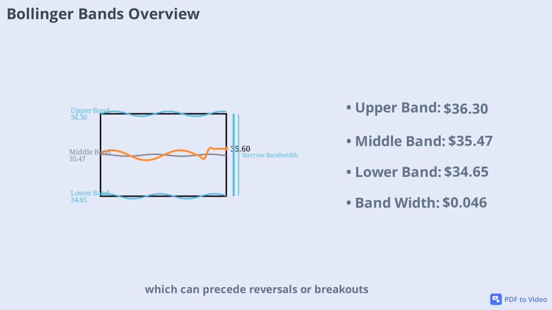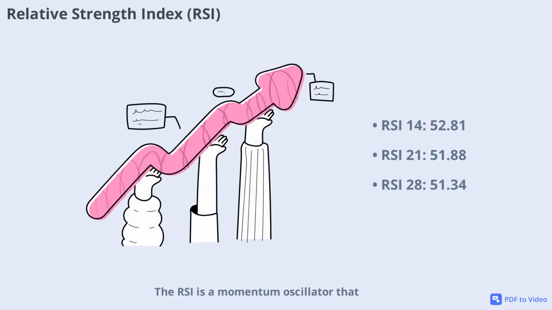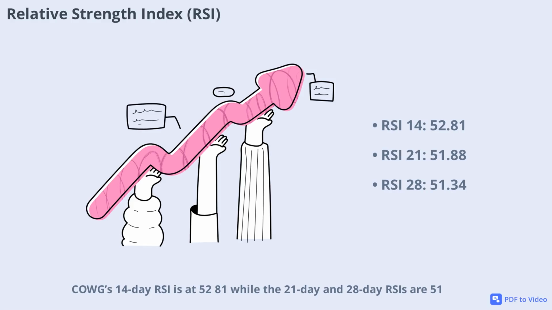The RSI is a momentum oscillator that measures the speed and change of price movements. COWG's 14-day RSI is at 52.81, while the 21-day and 28-day RSIs are 51.88 and 51.34 respectively. These values are in the neutral range, suggesting that the stock is neither overbought nor oversold.